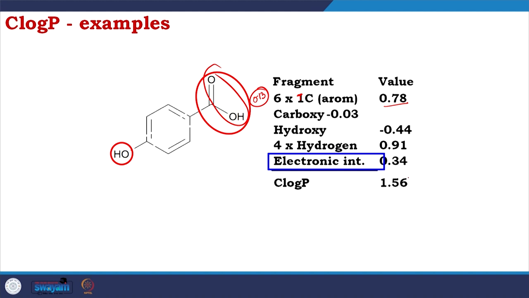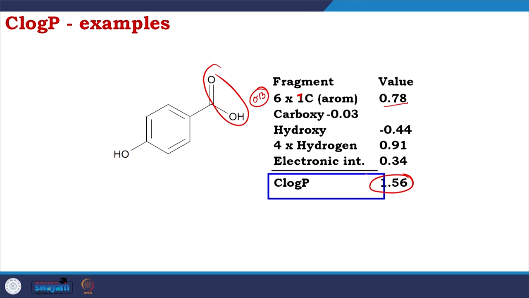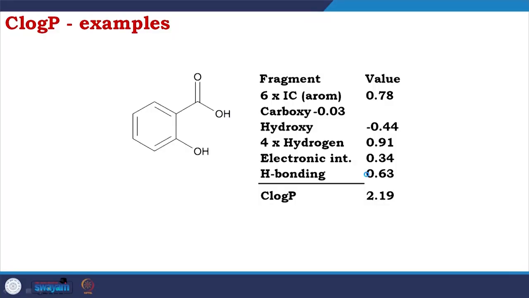So, this is the calculated log P. I am sure that now you are very excited to know the actual experimental value. I will not make you wait and will show you the value, which is 1.58. So, now you can understand how C log P is making the revolution, because the C log P value comes to 1.56, whereas the experimental value is 1.58. Let us take another example.